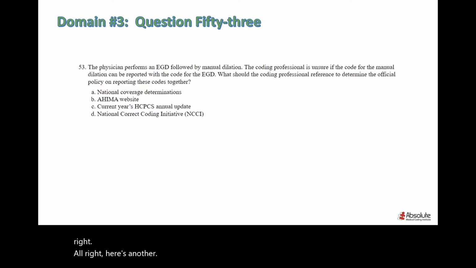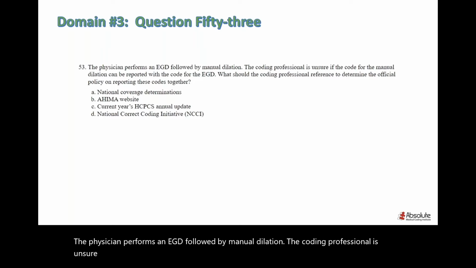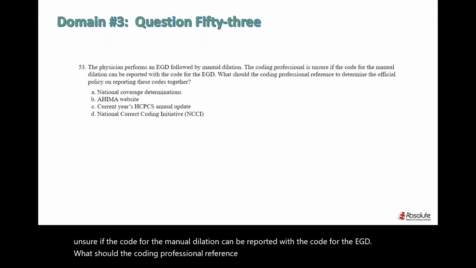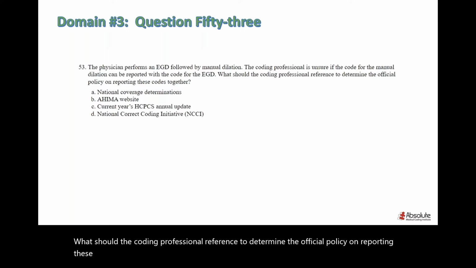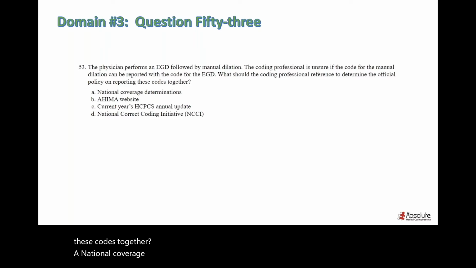All right, here's another. The physician performs an EGD followed by manual dilation. The coding professional is unsure if the code for the manual dilation can be reported with the code for the EGD. What should the coding professional reference to determine the official policy on reporting these codes together? A, national coverage determinations. B, AHIMA website. C, current year's HCPCS annual update. Or D, National Correct Coding Initiative.